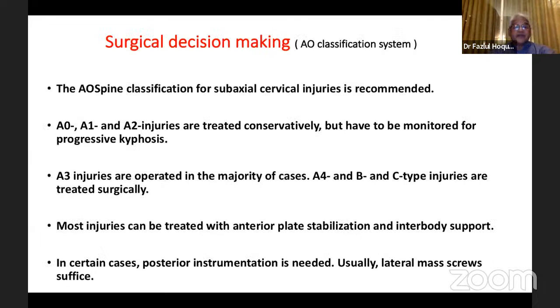If you follow the AO classification, the AO classification for subaxial cervical spinal injuries is recommended like this. A1 and A2 injuries are treated conservatively, but have to be monitored for progressive kyphosis. A3 injuries are treated conservatively in the majority of cases, but A4, B and C type injuries are treated surgically. Most injuries can be treated with anterior stabilization and interbody support. In certain cases, posterior instrumentation is needed. Usually, the lateral mass screw is enough.